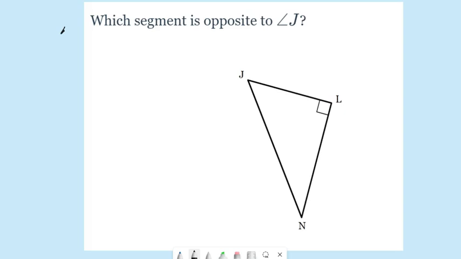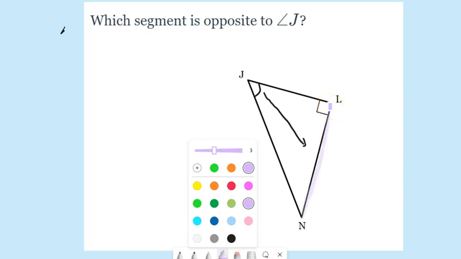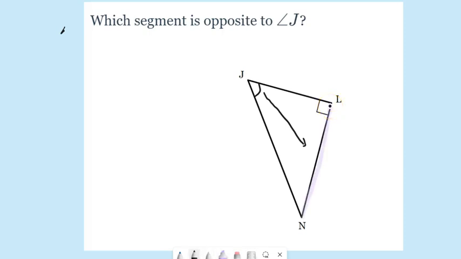Which segment is opposite angle J? So we're going to be looking from this perspective. Opposite would be across from, so I'm looking straight across, and that's going to be this line segment here, line segment LN.